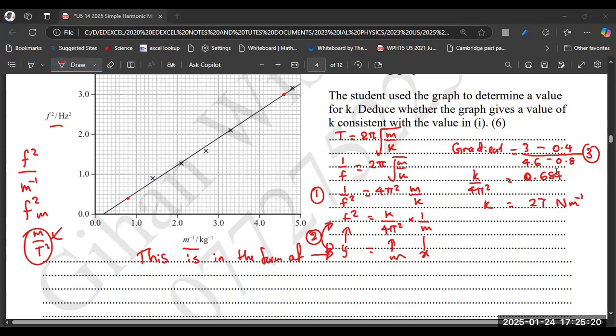Then identifying the gradient, that is also under the part of mark 2. Then large triangle used to find the gradient. That's why we took further away points. Then finding K value. Then lastly, the comment. The comment is whether it is consistent or whether it is not consistent.